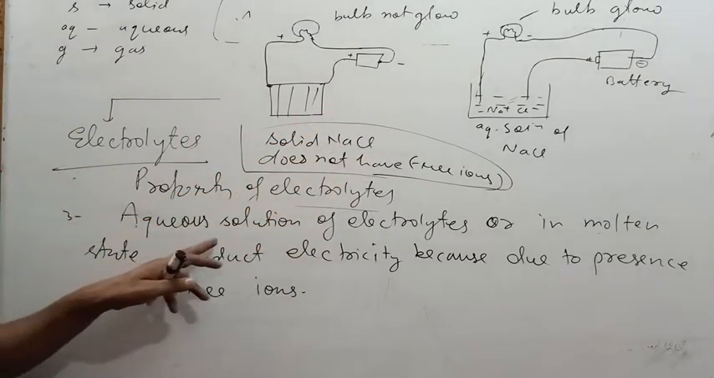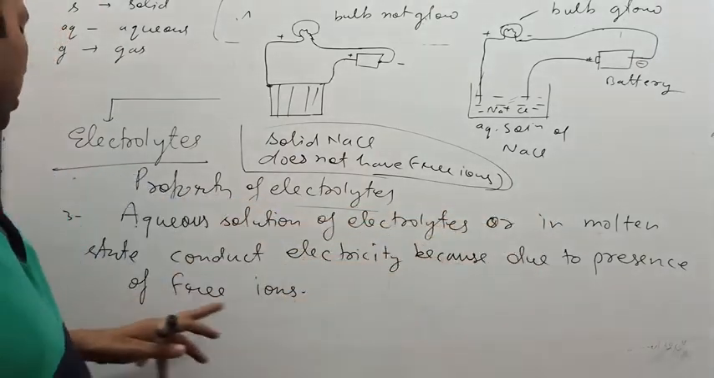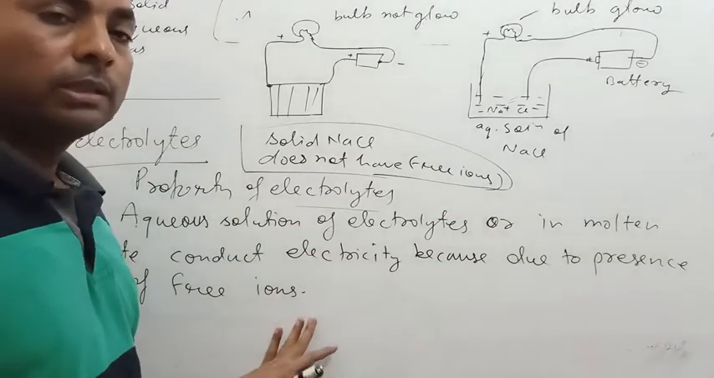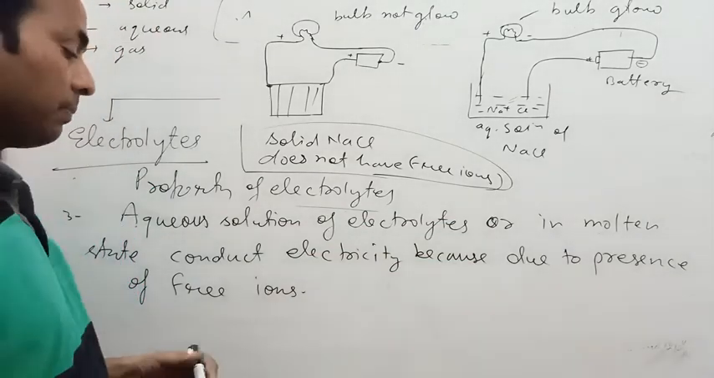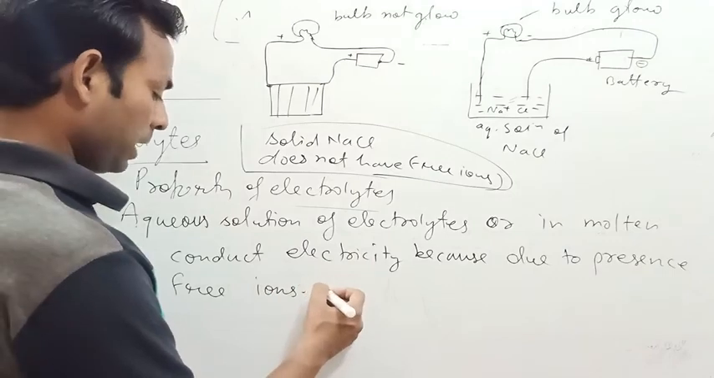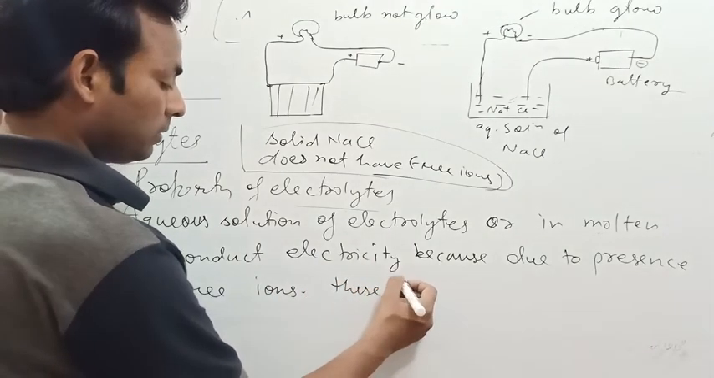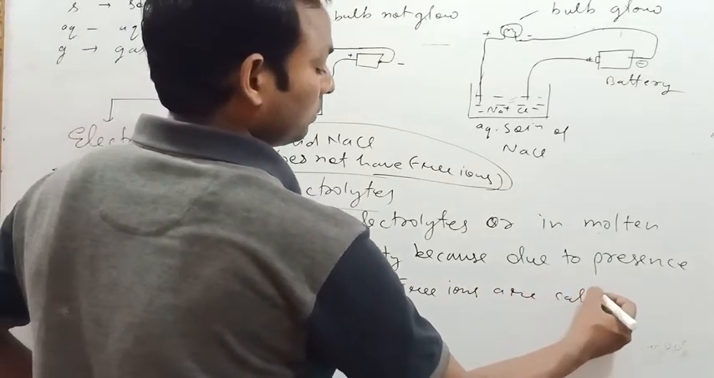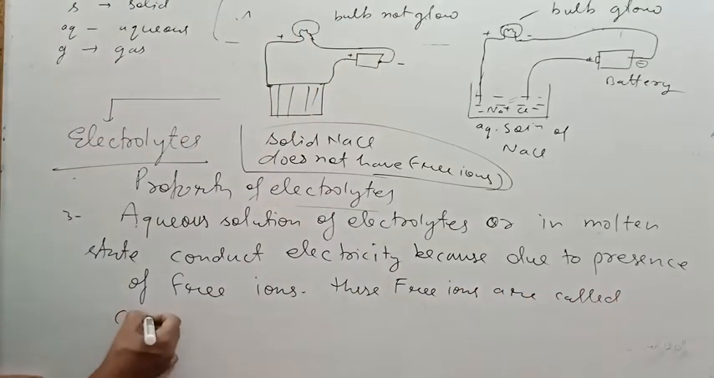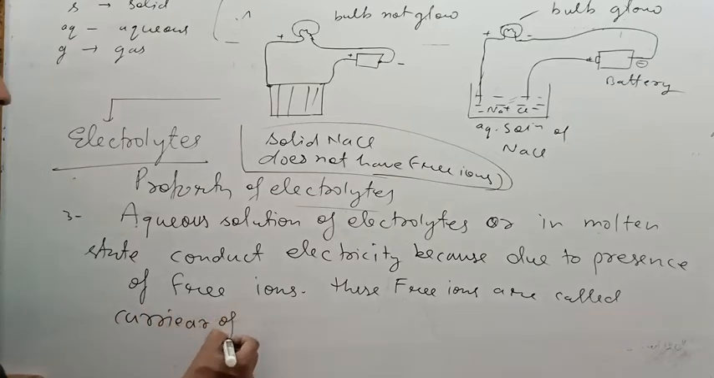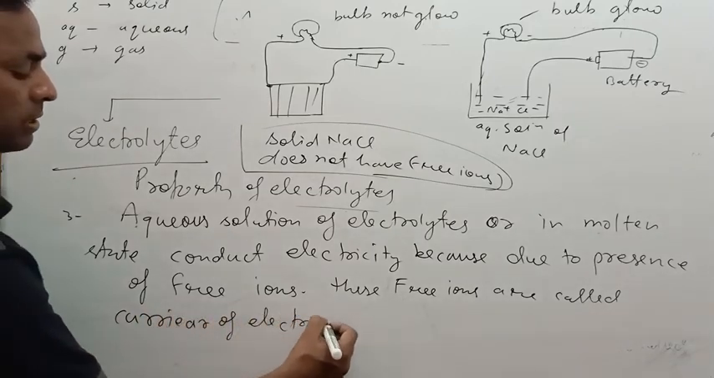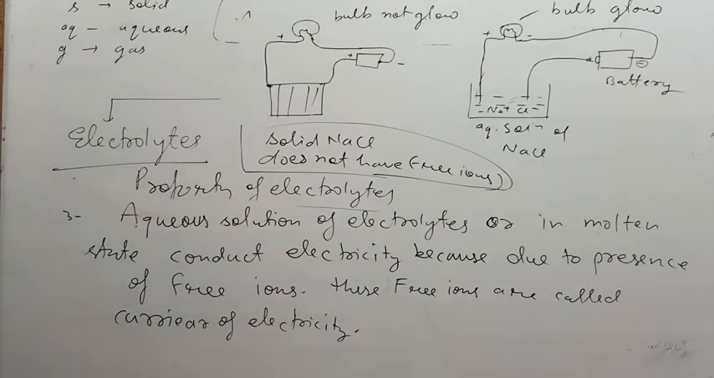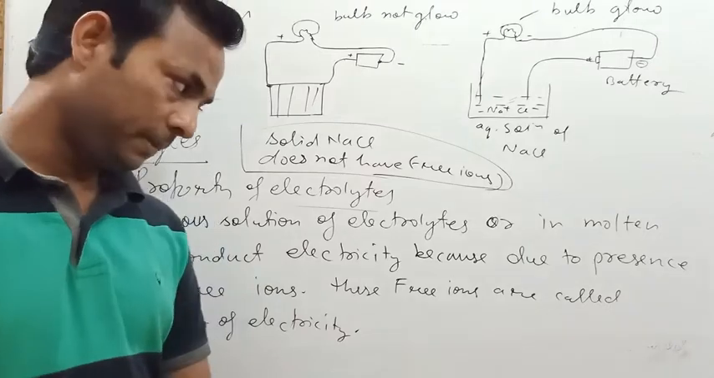The third property: aqueous solutions of electrolytes, or electrolytes in a molten state, conduct electricity because of the presence of free ions. These free ions are carriers of charge, carriers of current. So we can also say these free ions are called carriers of electricity. Don't forget. Okay, please take a screenshot. So these are the properties of electrolytes.